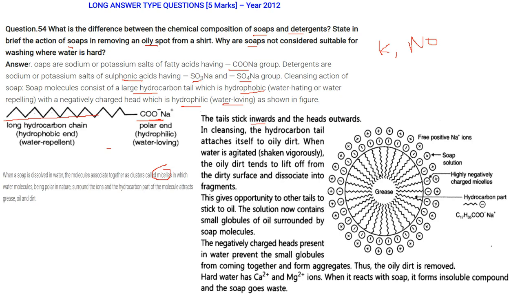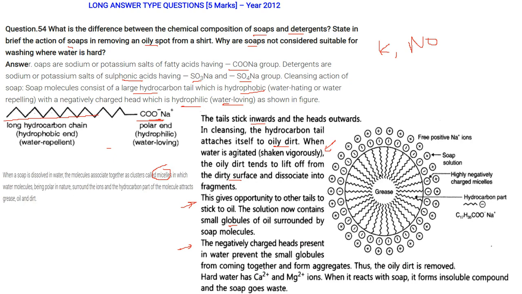In cleansing, the hydrocarbon tail attaches itself to the oily dirt where the water is agitated, that is shaken vigorously. The oily dirt tends to lift off from the dirty surface and dissociate into fragments. So this gives opportunity to other tails to stick to oil. The solution now contains small globules of oil surrounded by the soap molecules, and the negatively charged heads present in water prevent the small globules from coming together to form aggregates. So the oily dirt is removed.